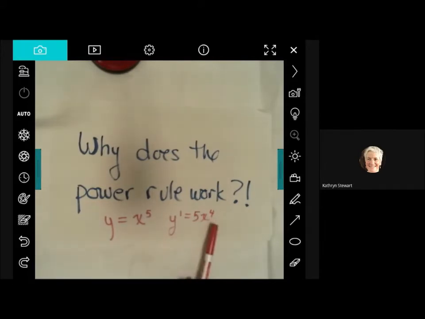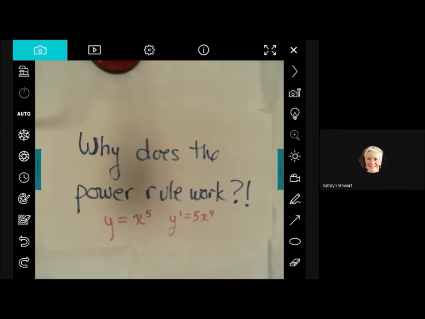Well, certainly we can understand when we have a nice polynomial or a nice power function like this, we know that every time we take the derivative, we have 1 degree less. So that part makes sense. But why does that cool little trick work? That the exponent becomes the coefficient? Why does that work? Hmm, let's think about this.